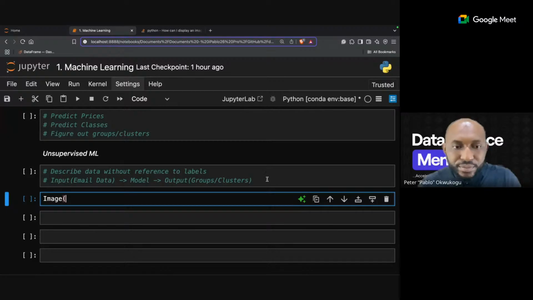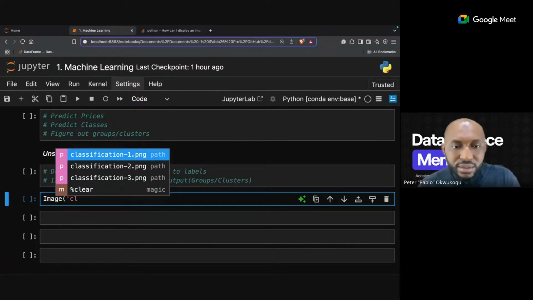And with the image here, let's see. It's the image here, just a second.